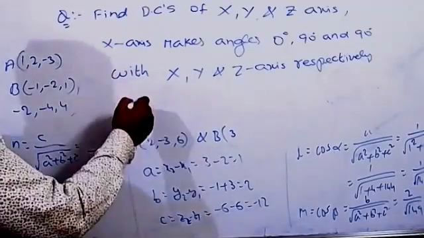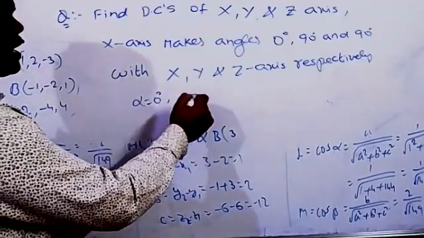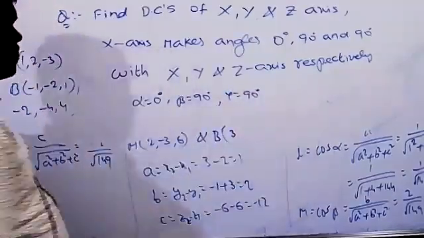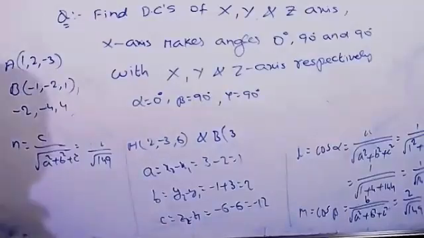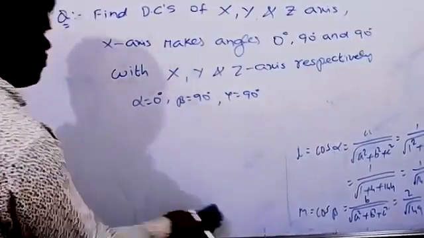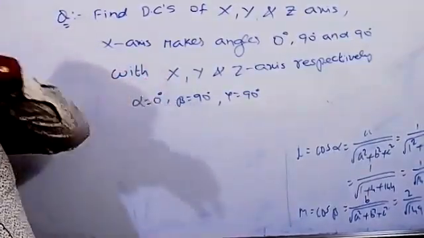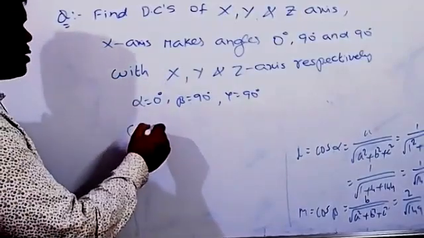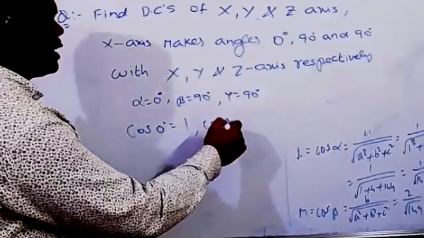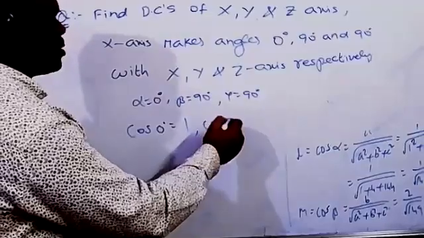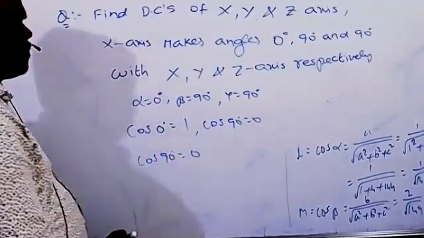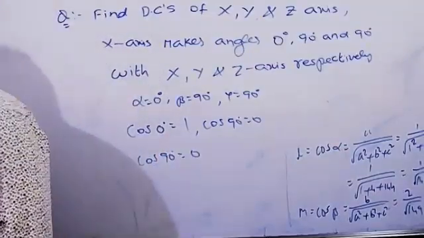That means directly you can take alpha equal to 0 degrees, beta equal to 90 degrees, and gamma also 90 degrees. First we are finding with the x-axis here now. So cos alpha, that means cos 0, equals how much? 1. And cos beta, that means cos 90, equals 0, and similarly cos 90 also equals 0 only.